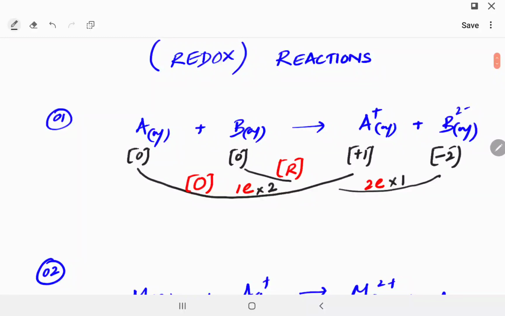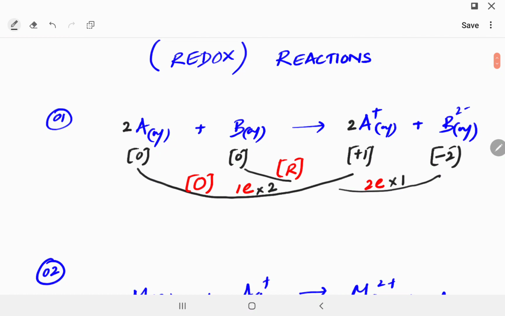Once you have that, you have balanced the electrons. Which means for oxidation, you need to multiply the half reaction by 2, because we multiply 1 electron by 2, which means you have to multiply A by 2. B is multiplied by 1, so you don't have to do anything. So now this reaction is balanced.